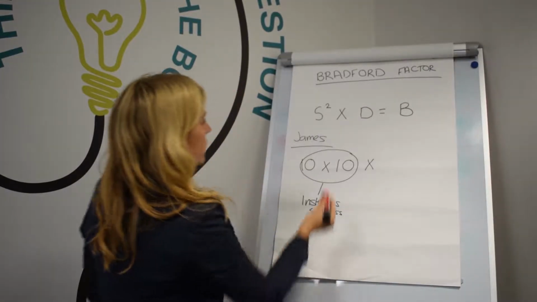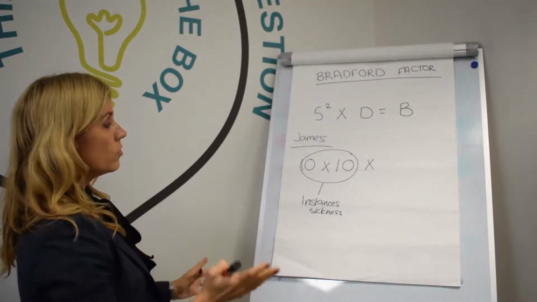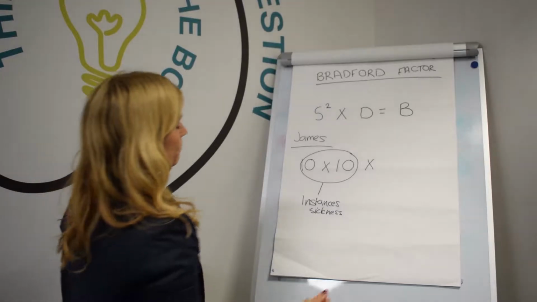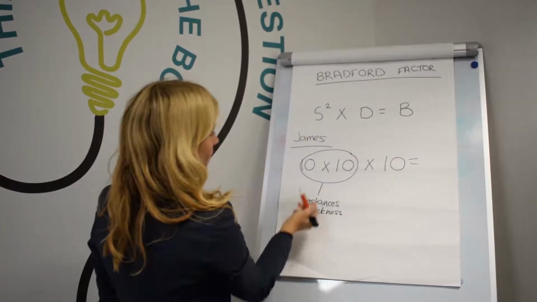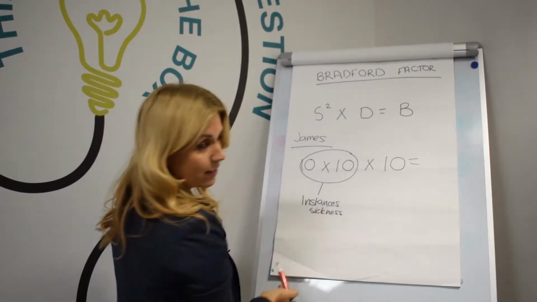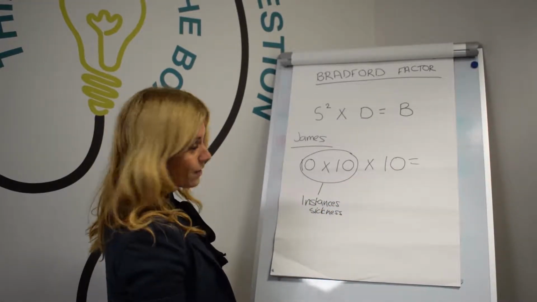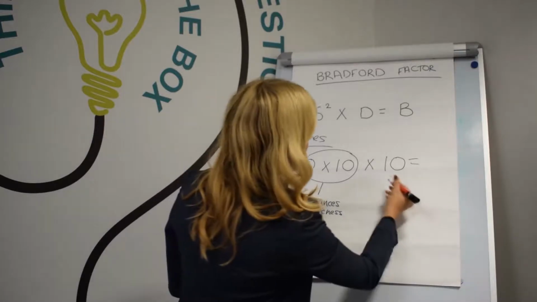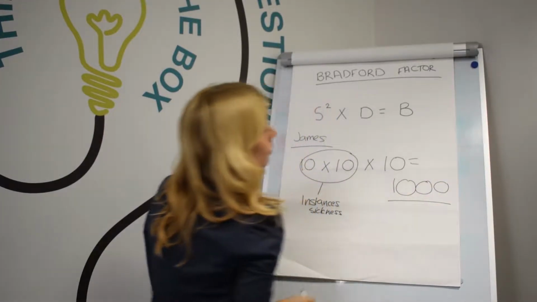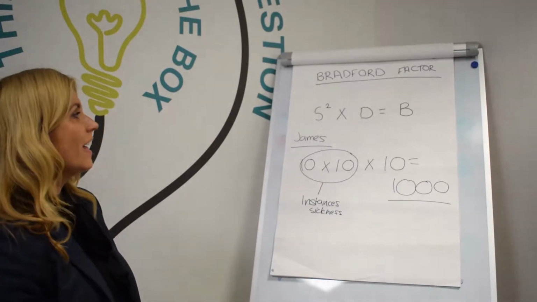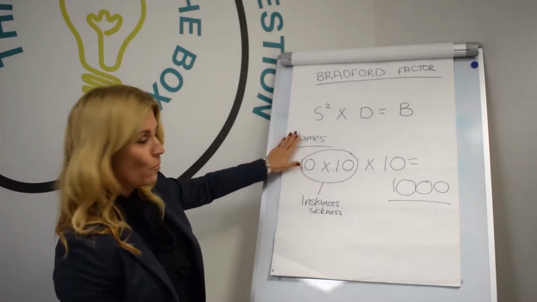And then you have the days of sickness. So in total, he's been off 10 days. So what we have is 10 times 10 times 10. Now I'm good at HR, I'm not sure about maths, but I think we get to 1,000. So that gives us a Bradford Factor score of 1,000, which is very, very high. And James, we seem to have a problem with.